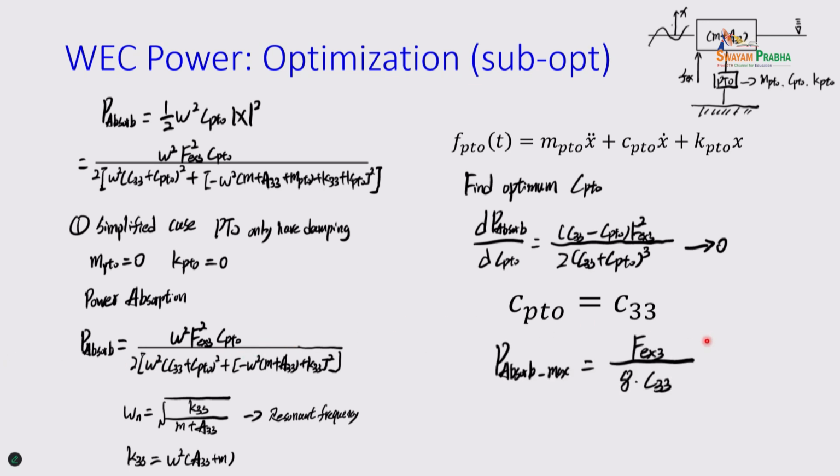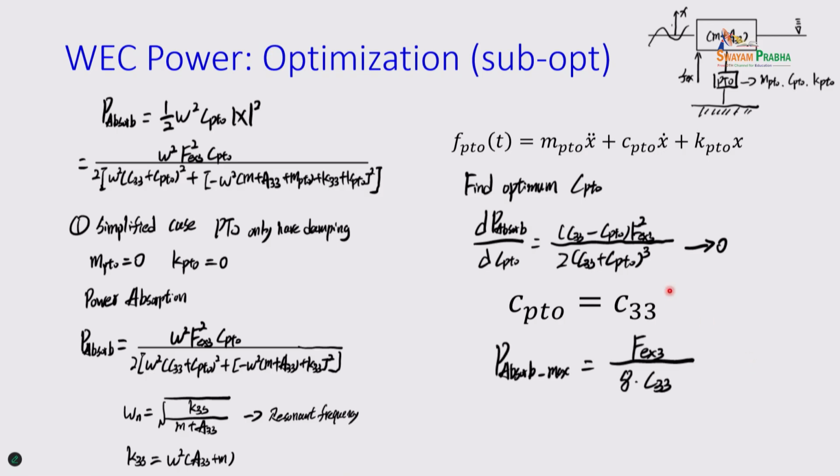So the maximum power is the force squared divided by the damping, divided by 8. Now this expression is very important, and you get a sense. If I want to have maximum power, what should we do? Reduce the radiation damping, right? If you reduce the radiation damping by half, you can double the power output, right? Therefore, this is why we talk about several designs for how to reduce the damping.